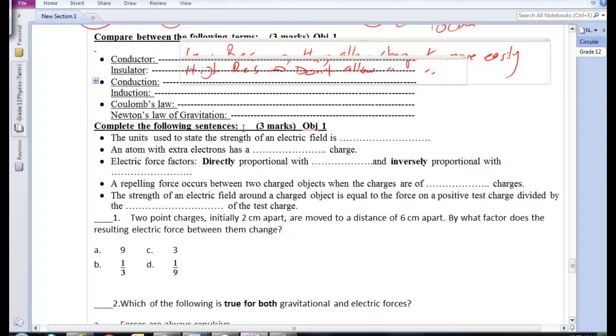Examples: conductors could be any metal, such as copper, aluminum, or iron. Insulators could be wood, glass, or plastic.